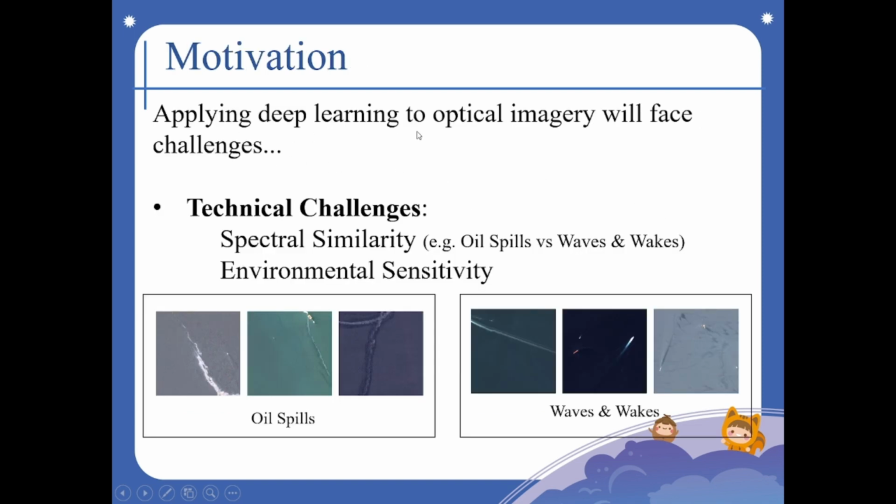However, applying deep learning to optical imagery will face several unique challenges. The most critical is spectral similarity, where oil spills can look very similar to waves and lakes. Additionally, environmental sensitivity, such as lighting or cloud cover, presents further issues that affect the final detection performance.